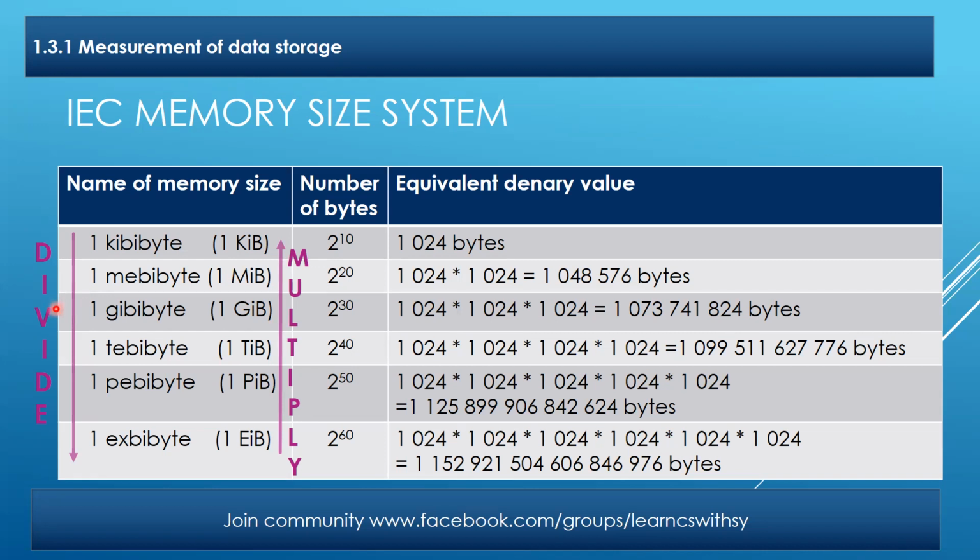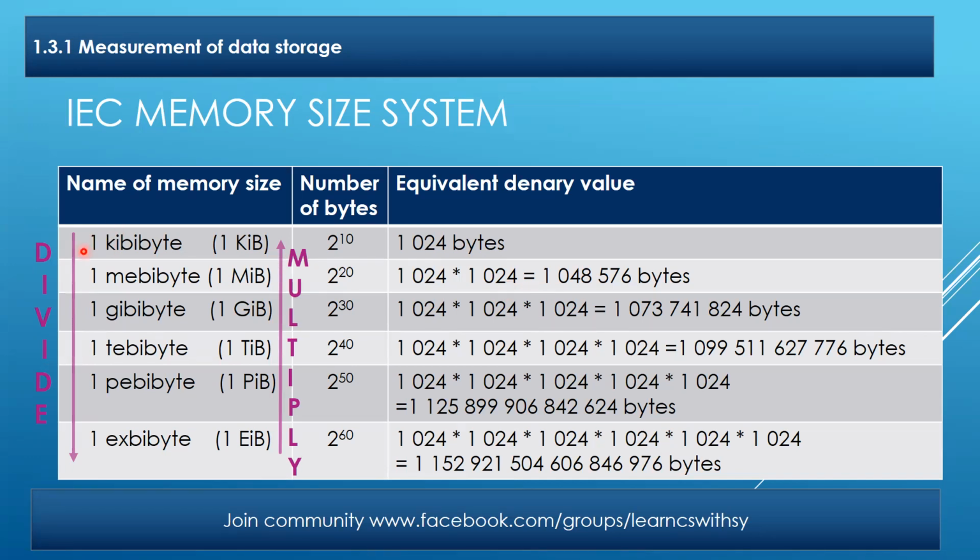I hope that we all are clear about it. But by what? That's great, wonderful. By 1024. Okay. And if you have to move from bytes to megabytes, then exactly, you have to go with 1024 into 1024. That's really excellent, Emma, that you're able to understand and answer.